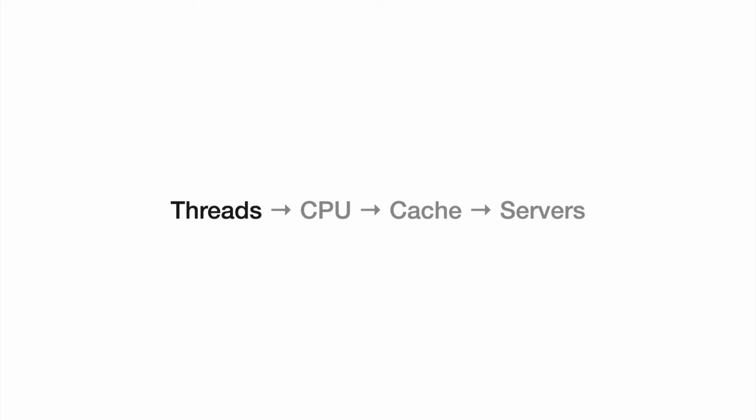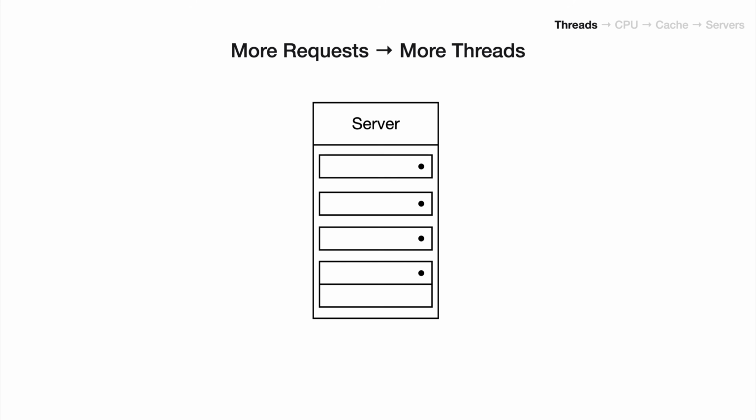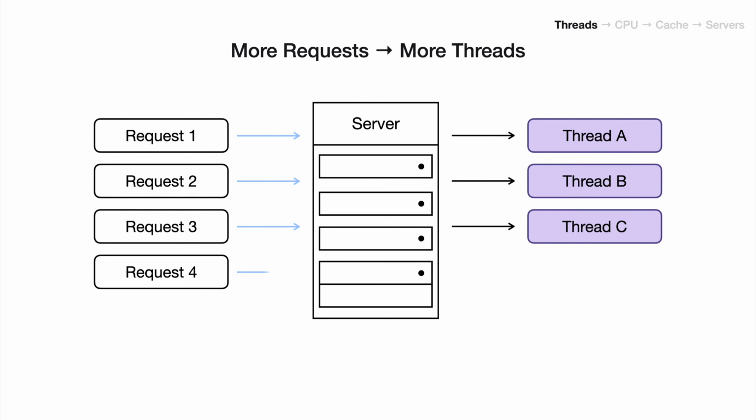Let's break it down. When developers first learn about concurrency, the solution feels obvious. If a server receives more requests, we just create more threads. More threads means more work happening at the same time. At least that's the intuition. But there's something important happening underneath.